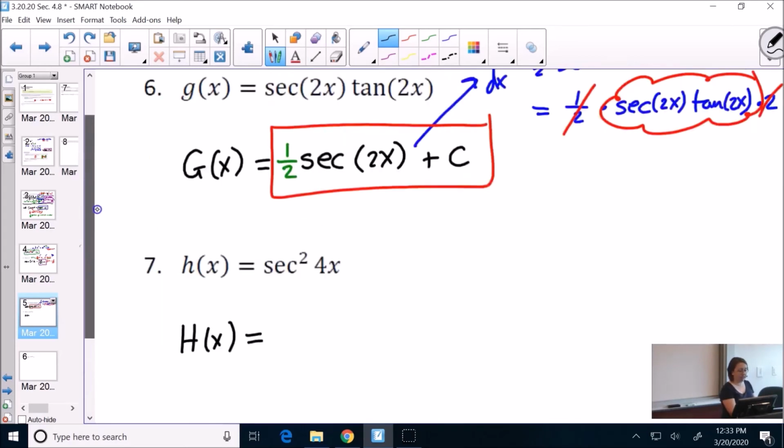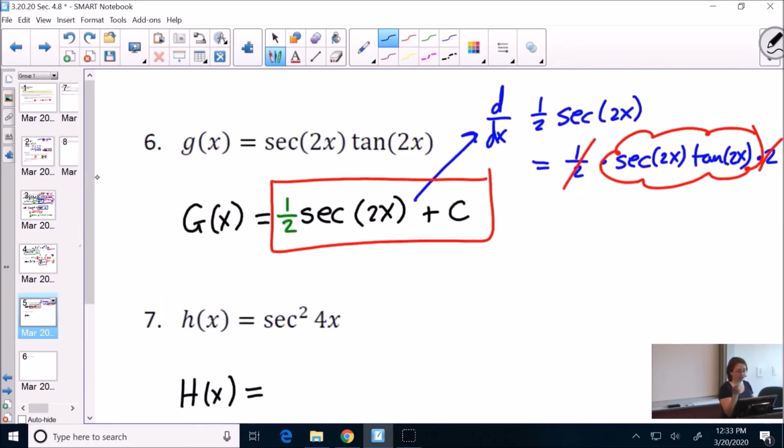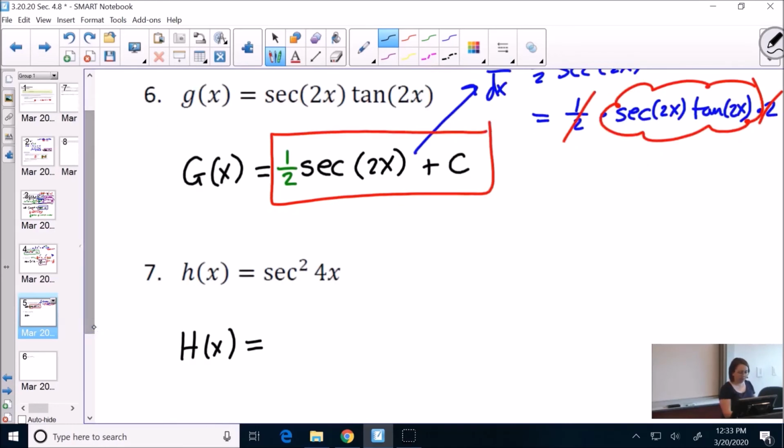Well, it wasn't secant, we just did that. Secant is secant tangent, so it's got to be something else. Remember, it's tangent. The derivative of tangent is secant squared. Inside's still going to be the same thing. That's not going to change. But remember chain rule. You have 4x inside.